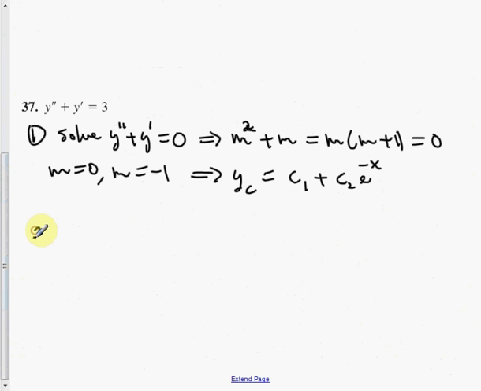Now, solve y double prime plus y prime is equal to 3 by this method. To solve this, you're going to ask the question, what operator annihilates y double prime plus y prime, or let me say this, what operator represents y double prime plus y prime, and then what operator annihilates 3? So that's the question.